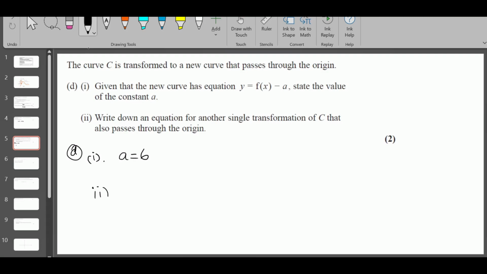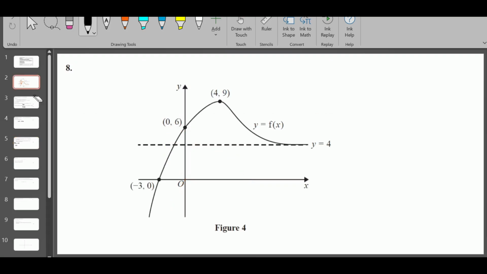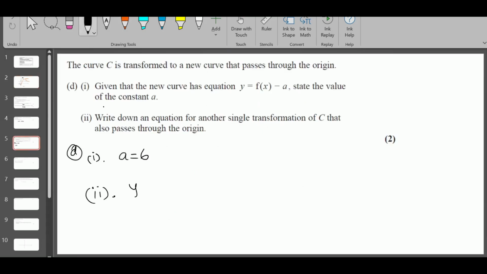And then write down an equation for another single transformation of C that also passes through the origin. Another single transformation, they did not specifically say it's stretching, it can be a translation also. So we can move the graph to the right side 3 units. So you will get this graph and the graph passes through the origin, right? So if the original graph is f of x, this will be f of x minus 3, right? So you just need to write y is equal to f of x minus 3.